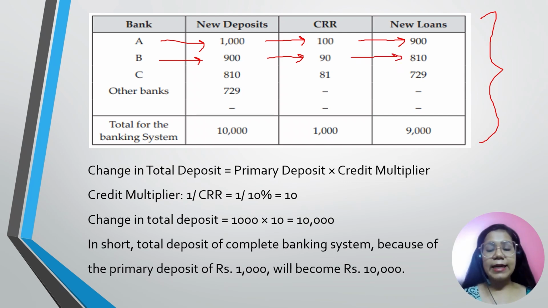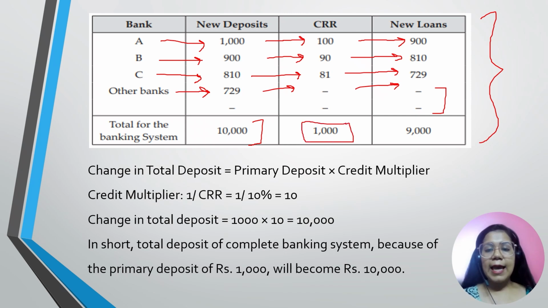Then that 810 rupees was deposited in bank C, which again kept 81 rupees as the cash reserve fund and gave the remaining amount, 729, as a new loan. Now again that loan will be deposited in some other bank, which will again keep some amount as CRR and give the remaining amount as a new loan. So this process keeps on going till the total for the banking system becomes 10,000. The CRR will be 1000 rupees and the new loans given will be 9000 rupees.